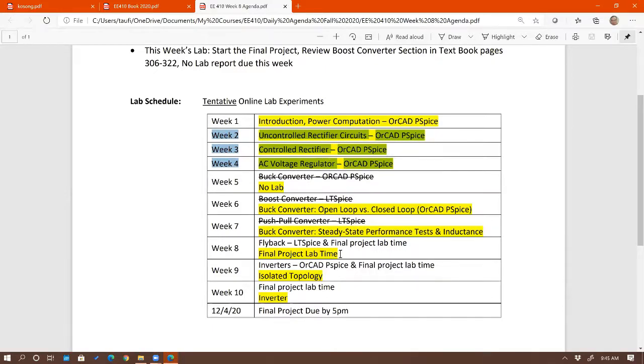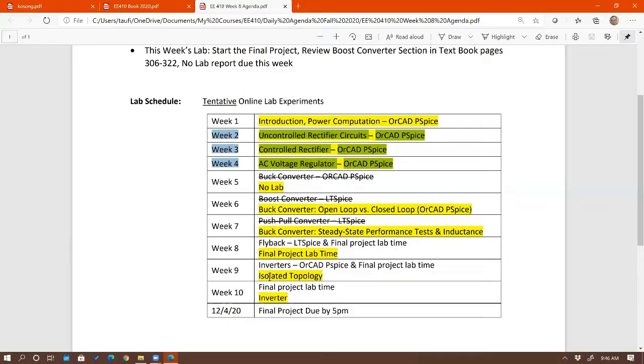Still attend the Zoom session though, okay, for this week. So it's just like a regular lab. You need to be in the Zoom session, and we'll discuss the final project during that lab time. Any question on that one?